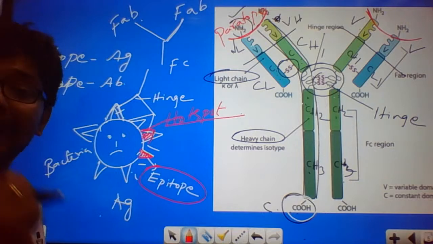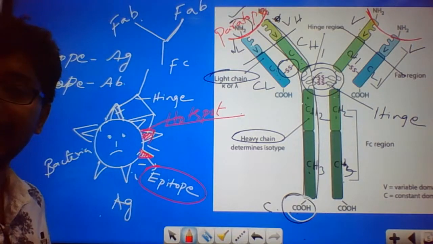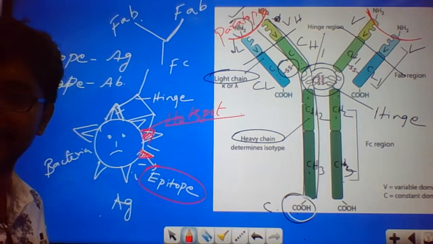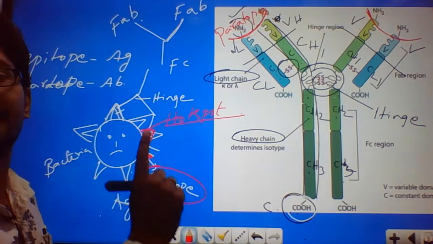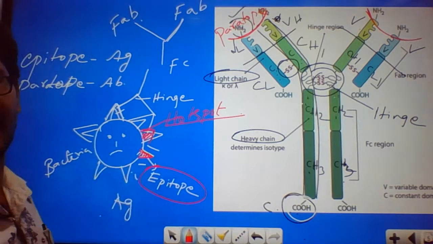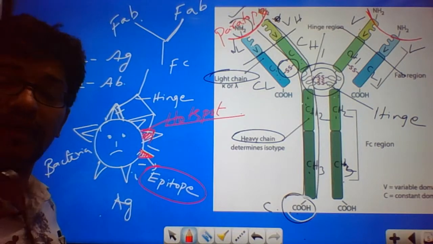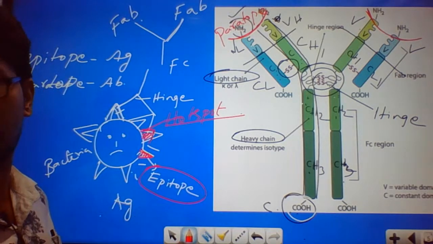எங்க antigen மேல இருக்கிறது epitope, antibody மேல இருக்கிறது paratope. So interaction takes place between epitope and the paratope. So this interaction we call it as antigen antibody interaction. So you should not confirm like ஒரு interaction நடக்கும்போது complete antigen involve ஆகும்னு கிடையாது.